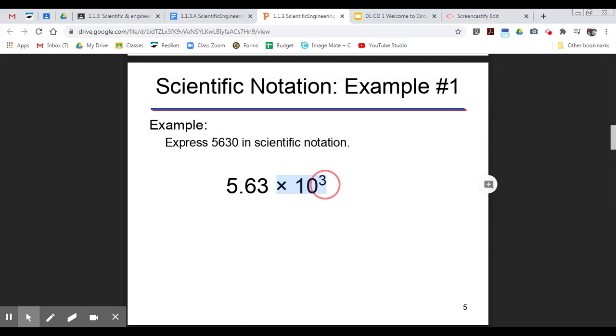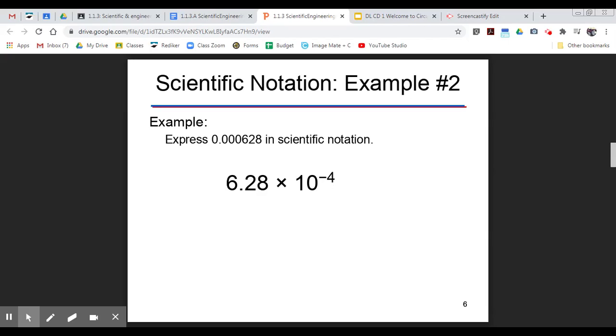5.63 times 10 to the 3. 10 to the 3 is 1,000. So 5.63 times 10 to the 3 is times 1,000. When you're multiplying something by 10, you move the decimal point over 1. If you're multiplying it by 10 to the third, you move it over 3 times. 1, 2, 3. So 5.63 times 10 to the third is 5630, or 5,630. Numbers smaller than 1, like this one, we're going to have a negative exponent.